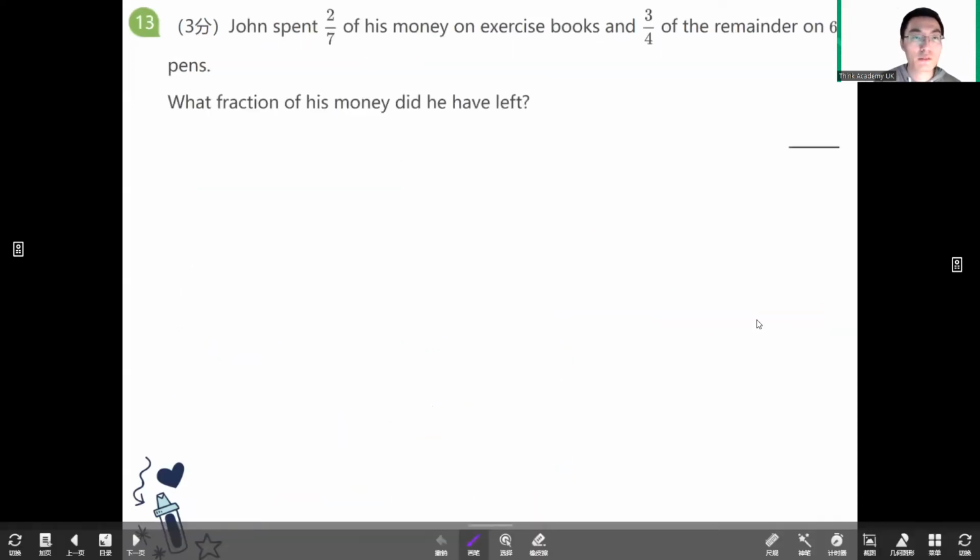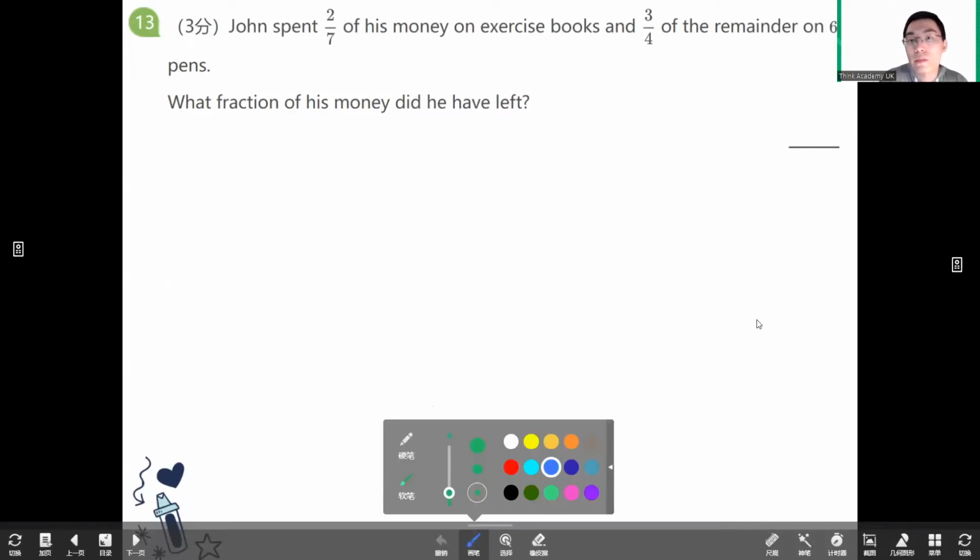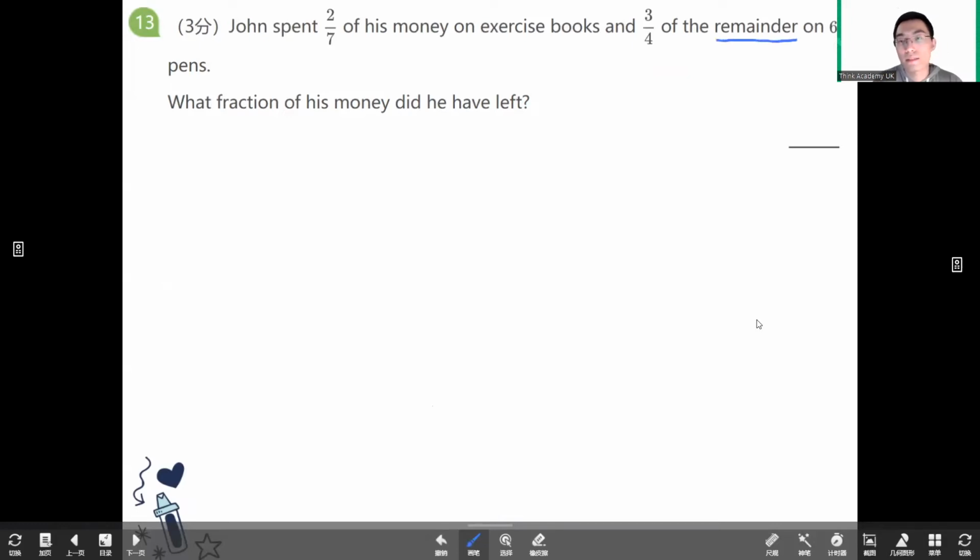Let's move on to question number 13. John spent 2/7 of his money on exercise books and 3/4 of the remainder, okay, this is important, 3/4 of the remainder on 6 pens. The 6 pens is unnecessary information. We don't need it. The question is, what fraction of his money did he have left?